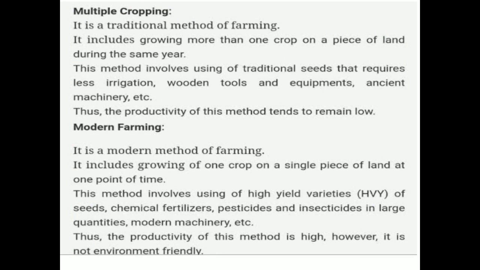Multiple cropping involves using traditional seeds, requires less irrigation, and uses wooden tools and equipment, ancient machinery, etc. But modern farming involves using high yield variety seeds, chemical fertilizers, pesticides, and insecticides in large quantity, modern machinery, etc. The productivity of multiple cropping tends to remain low, but the productivity of modern farming is high. However, it is not environmentally friendly.